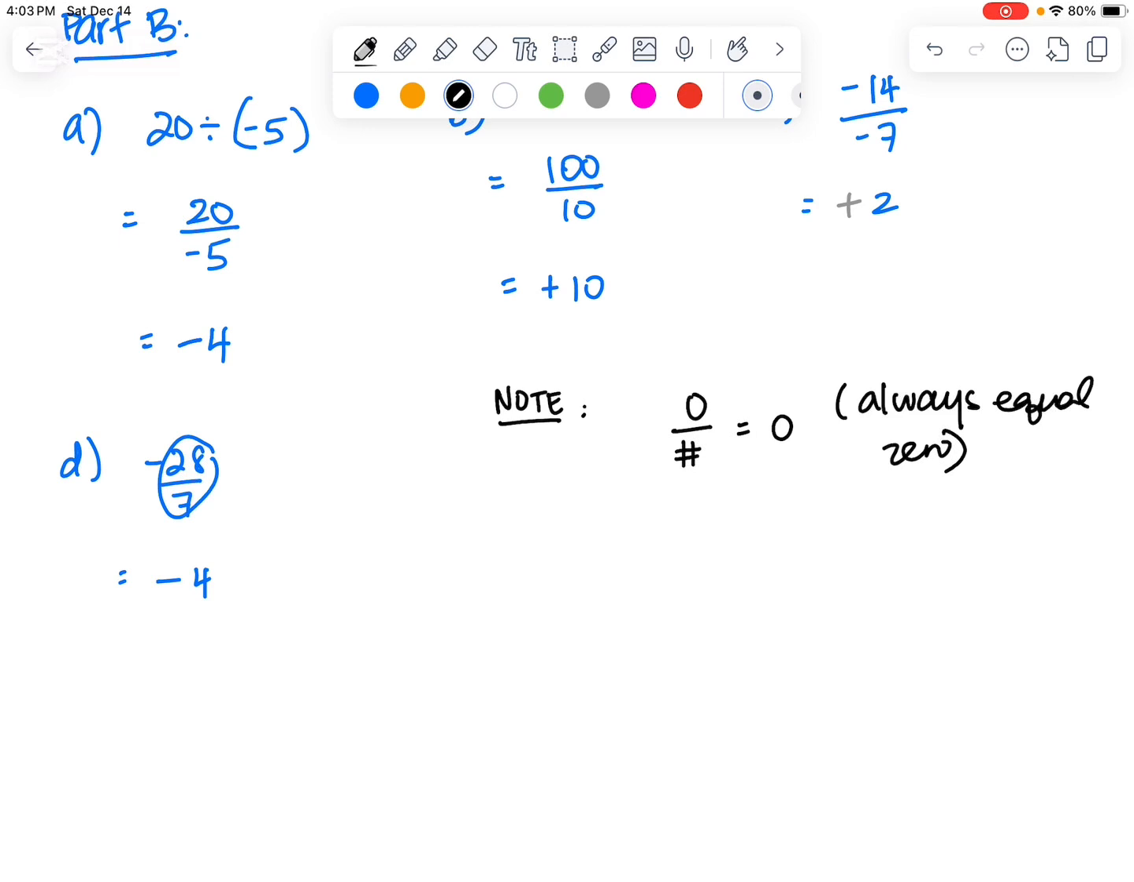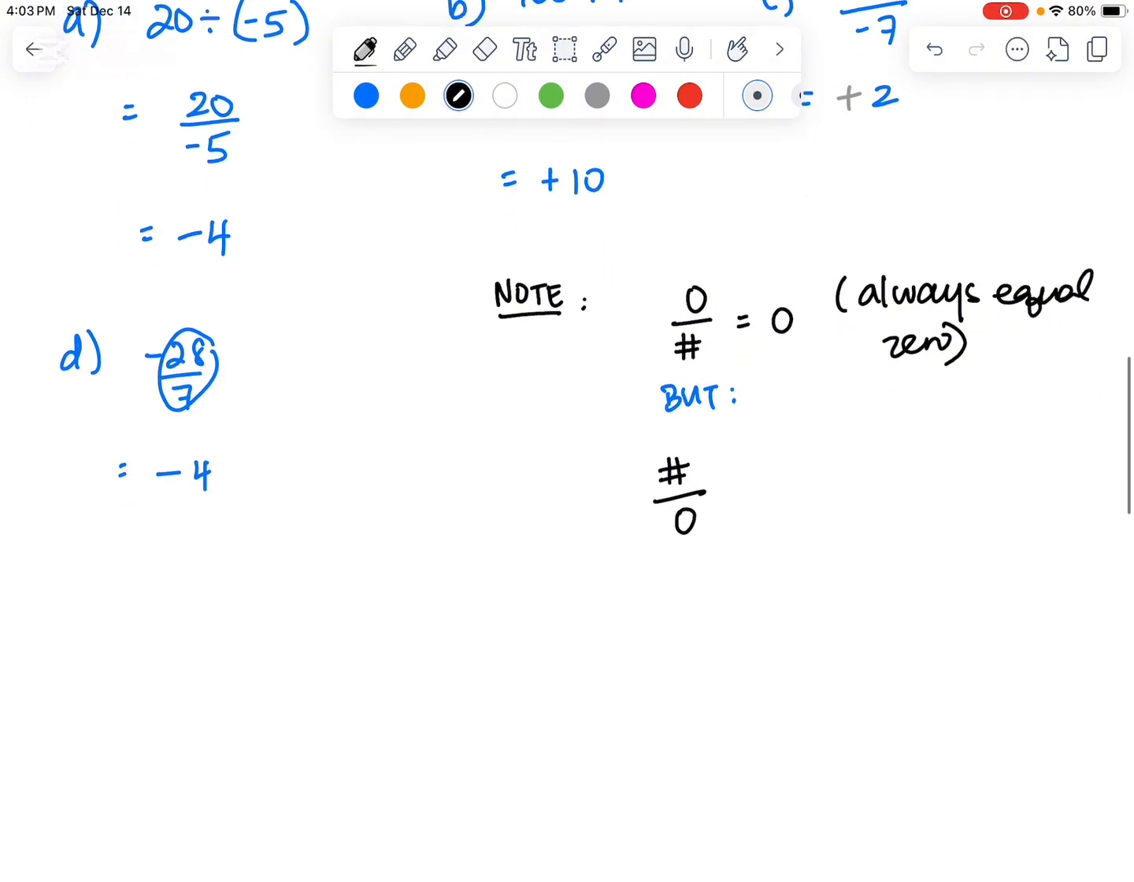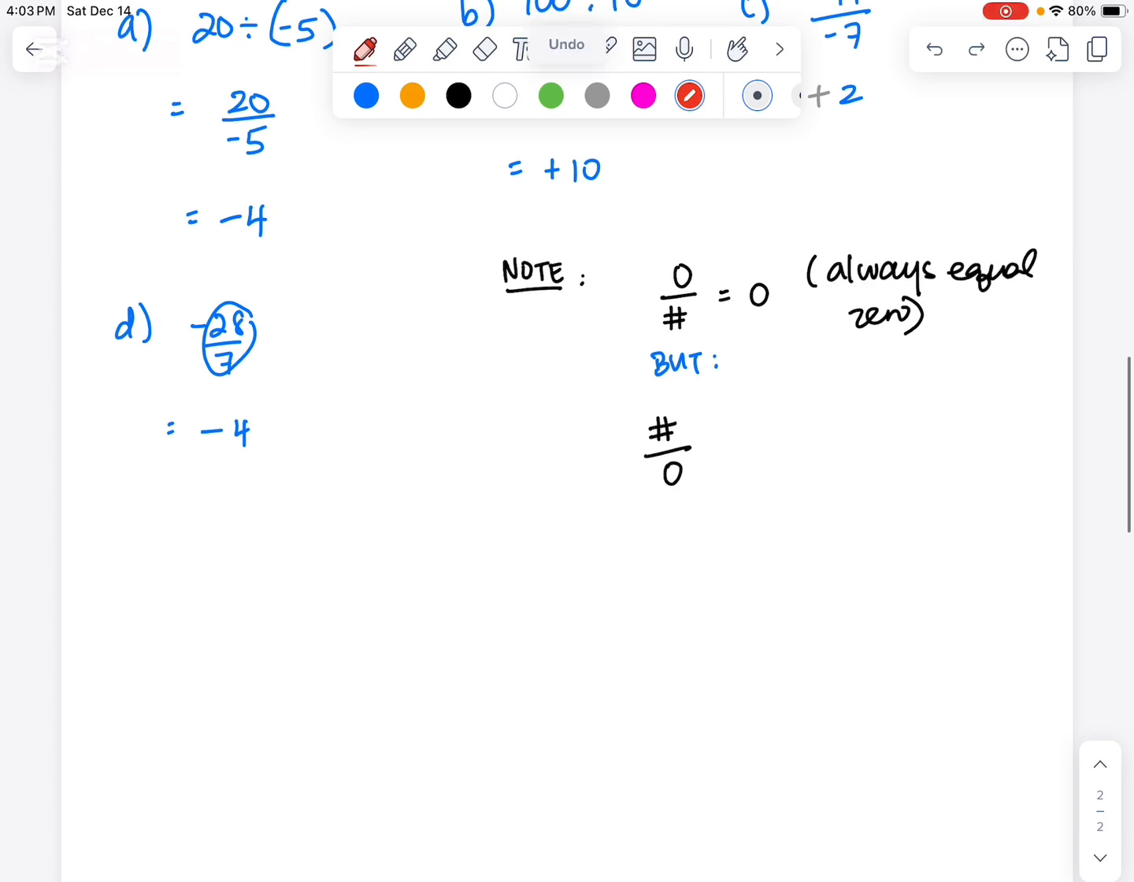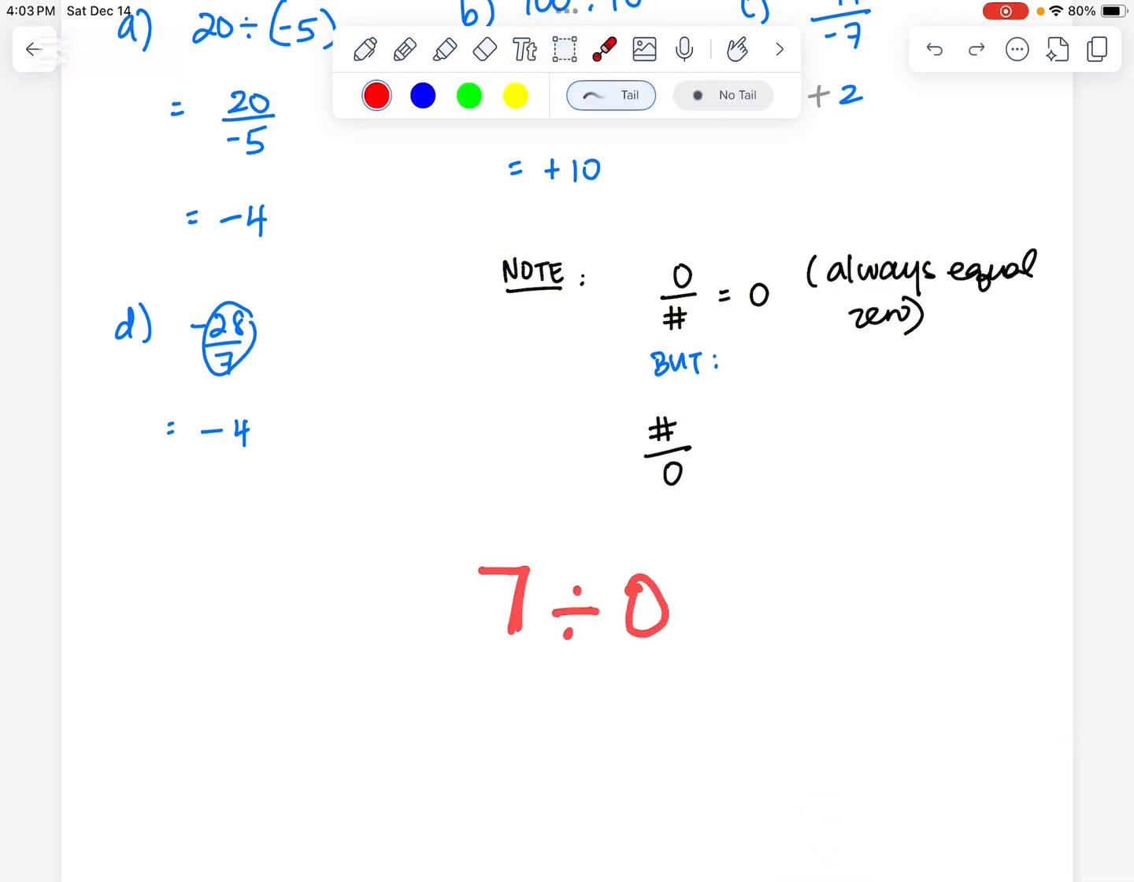Okay, but I want to be very clear about this. If I flip it, if I do a number first, then divide it by a 0, well, what do I get? In your calculator, let's just pick any number. Let's say I pick a 7 divided by a 0. What do you get? You should get a math error on your calculator.